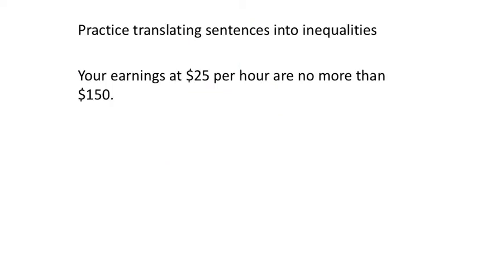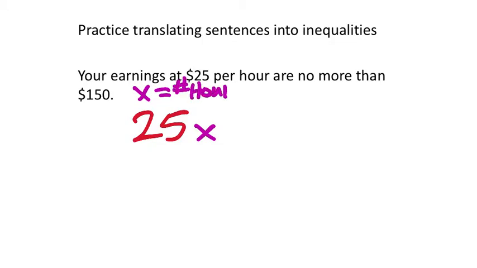All right, so let's look at this one. We'll translate this into an inequality. I'm not going to solve it, although you could. What the heck, we'll solve it. It says it's $25 per hour, and your earnings are no more than 150 bucks. So I'm going to take 25, how much we make per hour, and multiply that by the number of hours. I will define the x here as the number of hours. And then this would equal how much we get paid, which is 150 bucks.